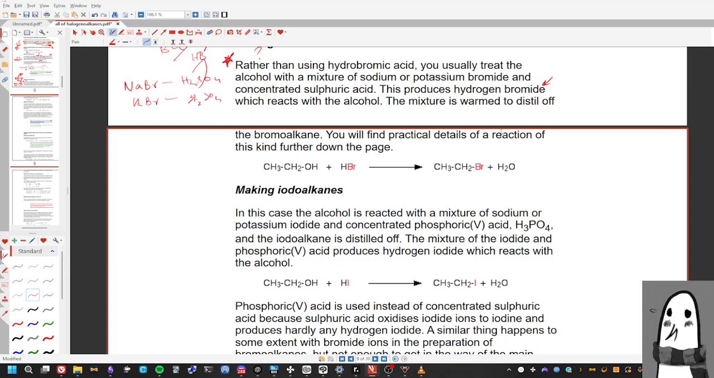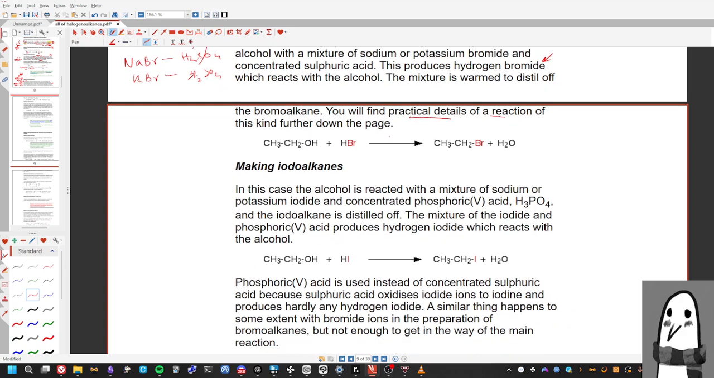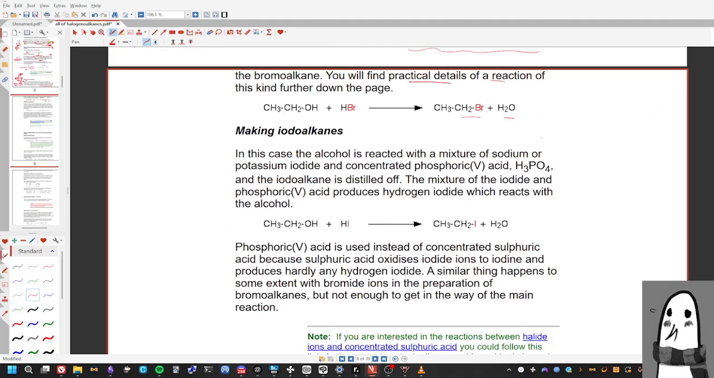Now, this mixture is warmed to distill off the bromoalkane after it produces hydrogen bromide. So the hydrogen bromide reacts with alcohol, and then the mixture is warmed so that the bromoalkane itself can get distilled. The practical details of the reaction will be further down the page. So simply put, you have your HBr bind with your OH, you get what you need, and you get the H2O, and the mixture is warmed off, but that's talked about later. Now, making iodoalkanes.